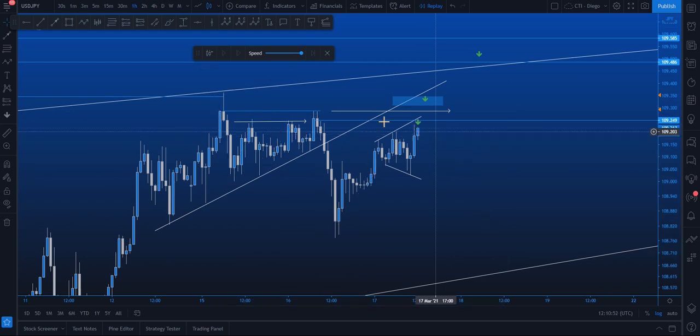Plan B now is this potential scenario. Okay, we've got a stop hunt of these equal highs, and we also have momentum to the downside. We've got a correction to the upside.